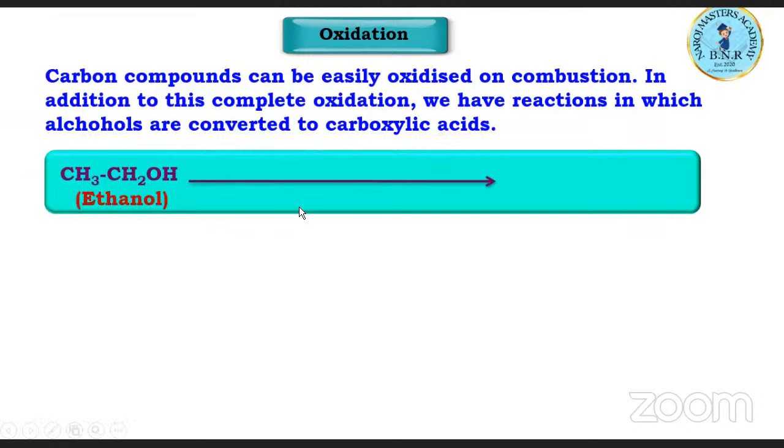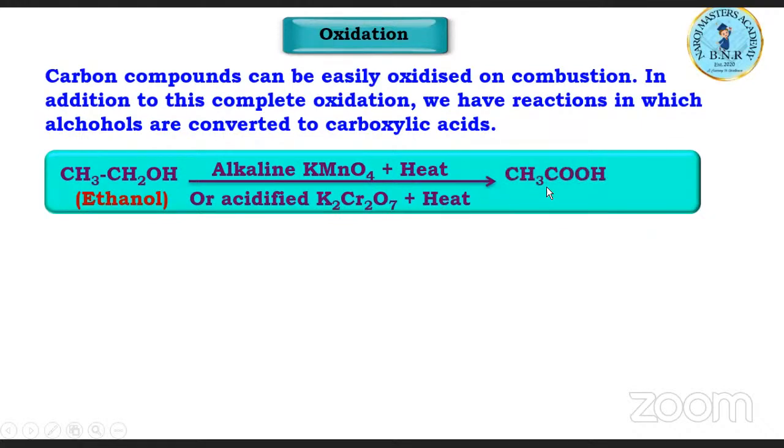Simply, in the presence of a catalyst, alkaline KMnO4 plus heat energy, potassium permanganate, or acidified K2Cr2O7 plus heat energy gives rise to CH3COOH. What is the name of this CH3COOH? Ethanoic acid. We call it carboxylic because of COOH. Is it right?